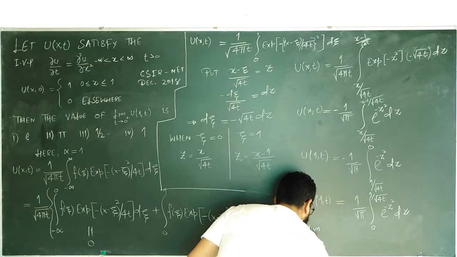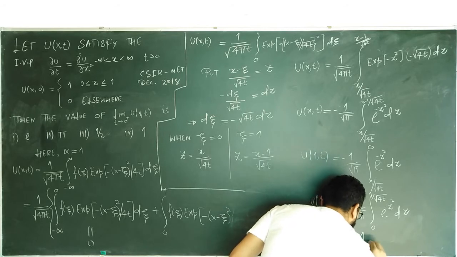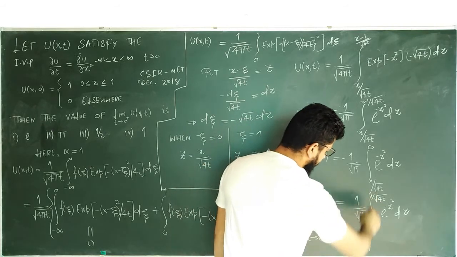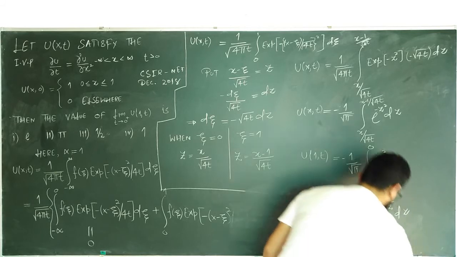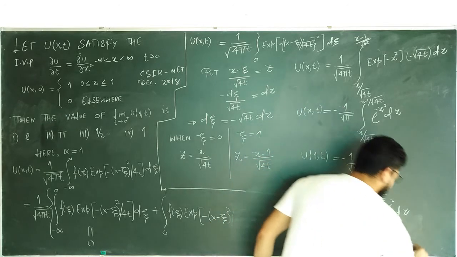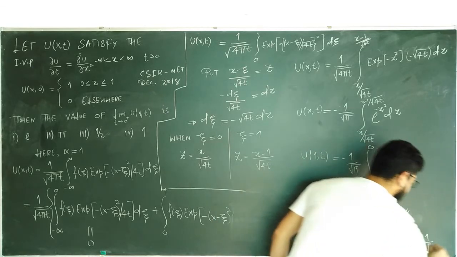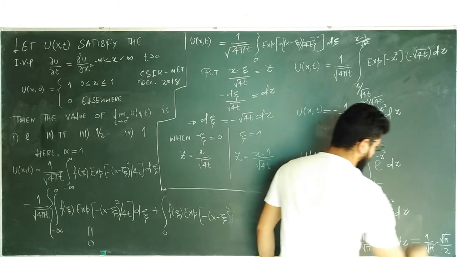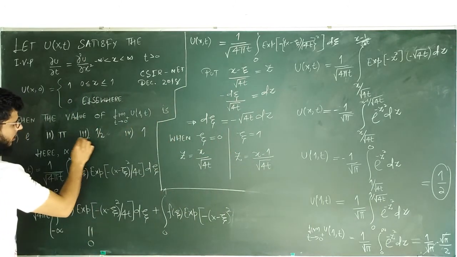Now the limit t approaches 0 plus of u of 1, t is equal to, this is 1 by root of pi as it is. The moment you approach the limit t to 0, this upper limit will become infinite. So it is integral 0 to infinity of e power negative z square dz. It's a standard integral and we know the value of it is what? The value of this integral is under root of pi upon 2. So this under root pi will go, and our answer is 1 over 2 only, which is option number 3.